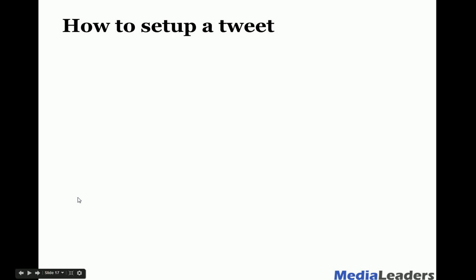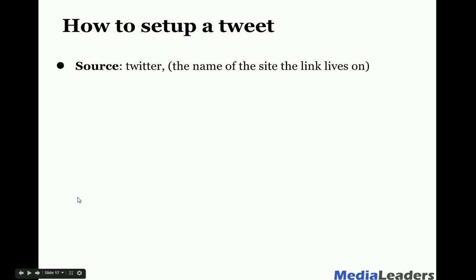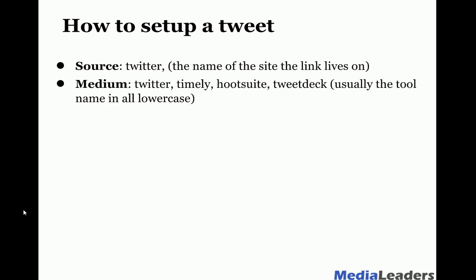First of all, how to set up a tweet. Let me show you exactly, the more examples I can give you, the better. So the source, if in that first box you were to put Twitter, this would be how you set up a tweet. The name of the site the link lives on. Notice how it's all lowercase and it's carefully spelled. Next, the medium could be Twitter, Timely, Hootsuite, TweetDeck, usually the tool name in all lowercase. And these are all tools. Timely is a tool, Hootsuite's a tool, TweetDeck, and so on.